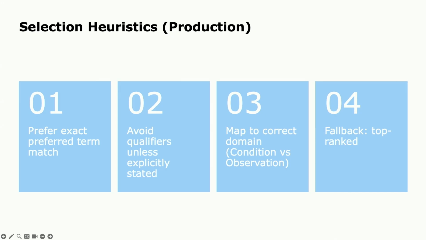Production systems usually need heuristics rather than a single hard-coded rule. If the intent is vague, the system may prefer a broader concept or ask a clarifying question. If the context is specific, it can choose a narrower concept. It may also use patient context or task context to improve the decision. The important message is that terminology resolution is part of the reasoning layer, not a side utility.